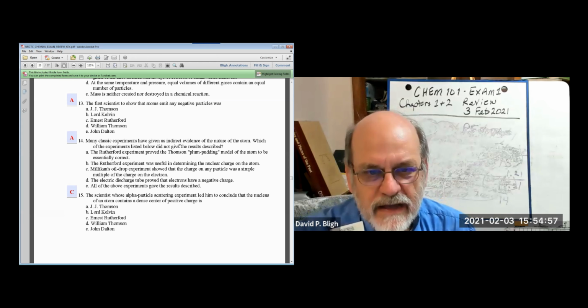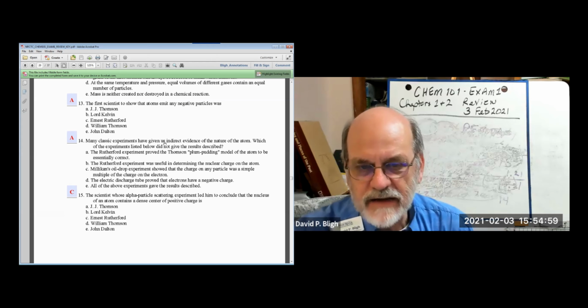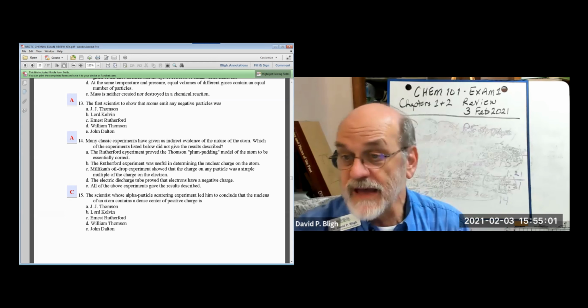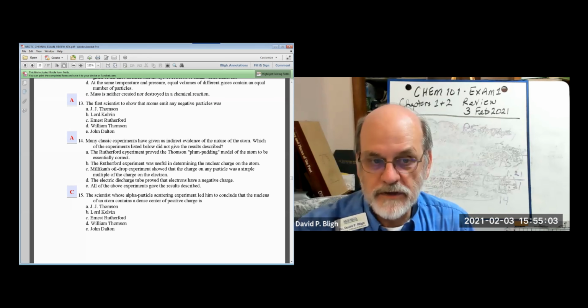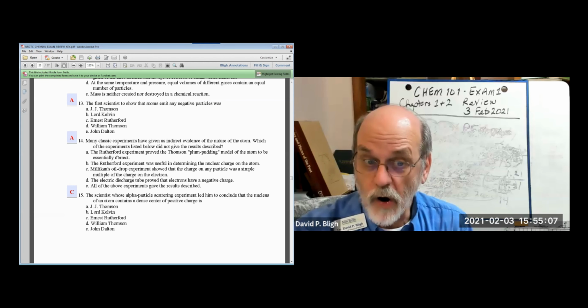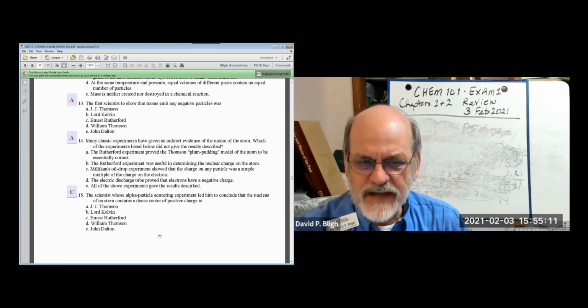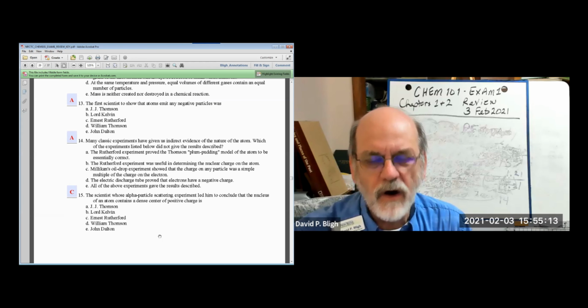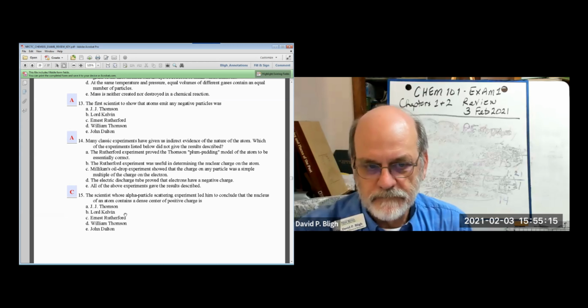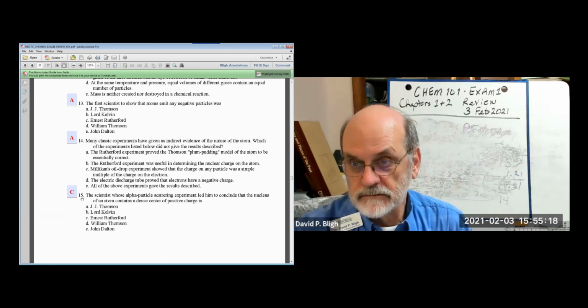So which one did not give the results described? That would be A, right? We determined that Rutherford, this statement here, was wrong. How about 15, the scientist whose alpha particle scattering, we already talked about him. That's Ernest Rutherford, 15.